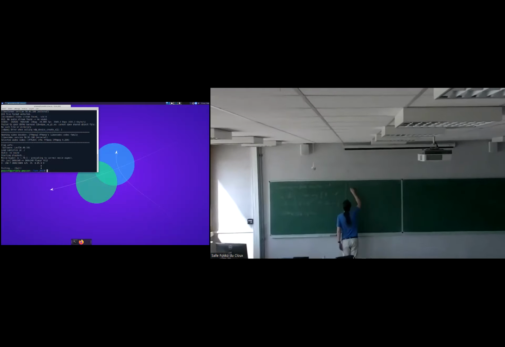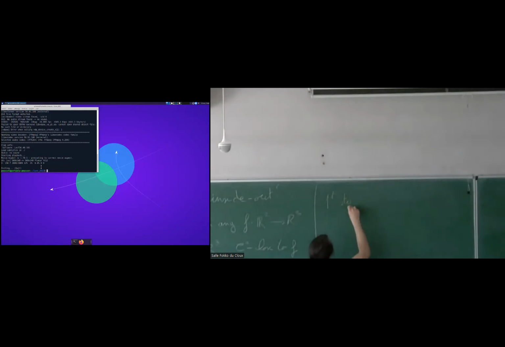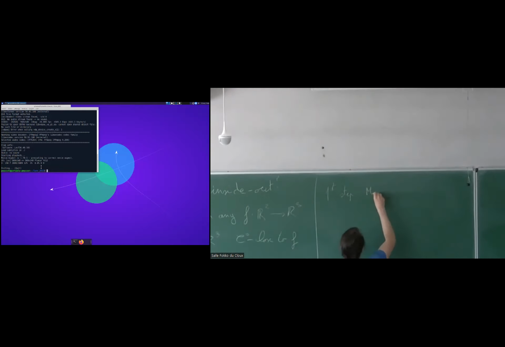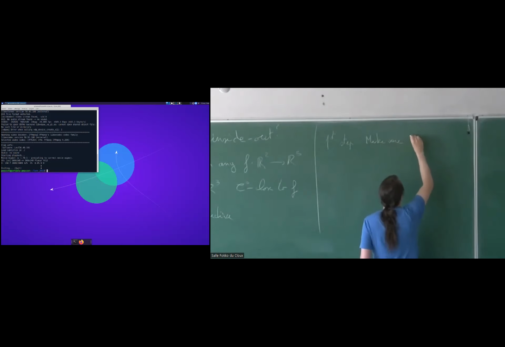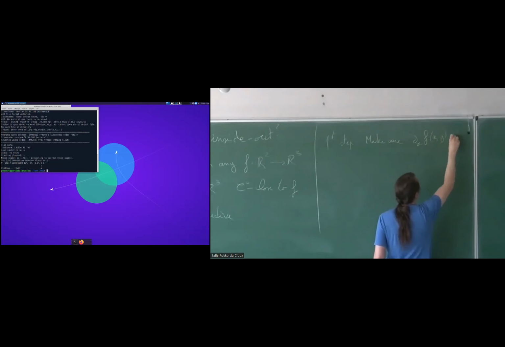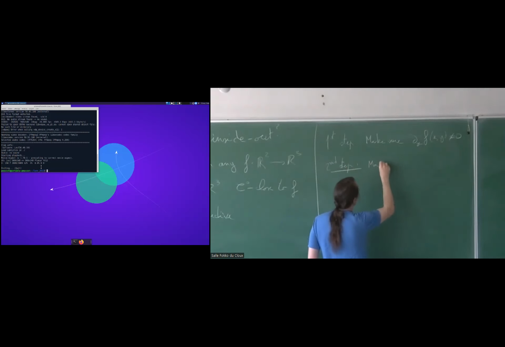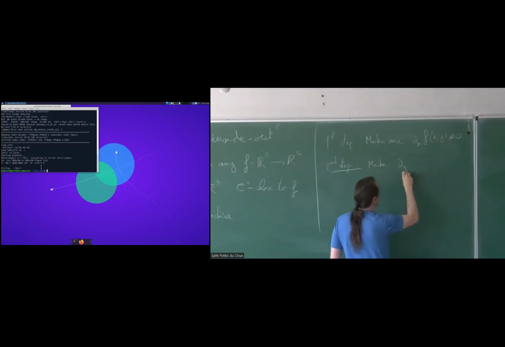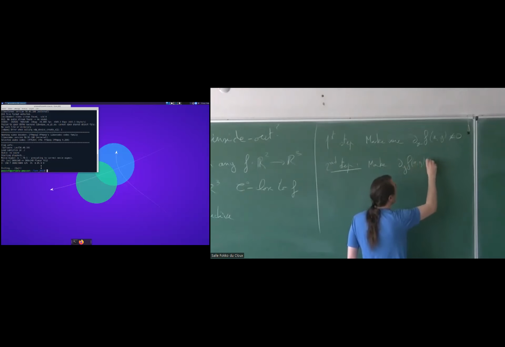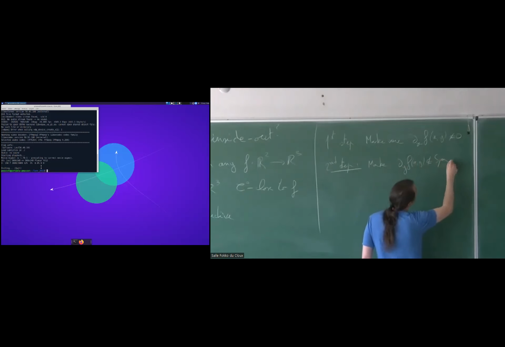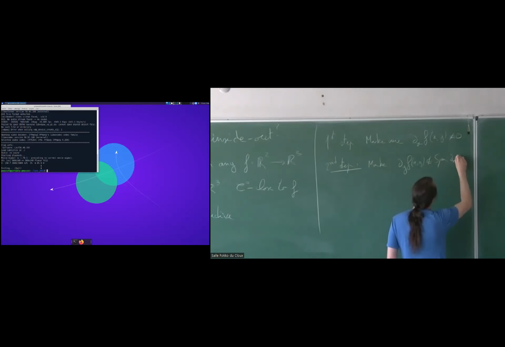First step, make sure that the partial derivative in the x direction of f at x, y is non-zero. And the second step, we need to make sure not only that the partial derivative in the y direction is non-zero, but it's also not in the span of the first one. It's not a line spanned by the first derivative.